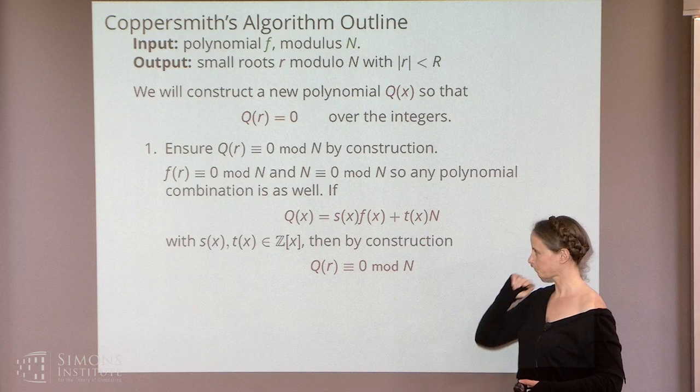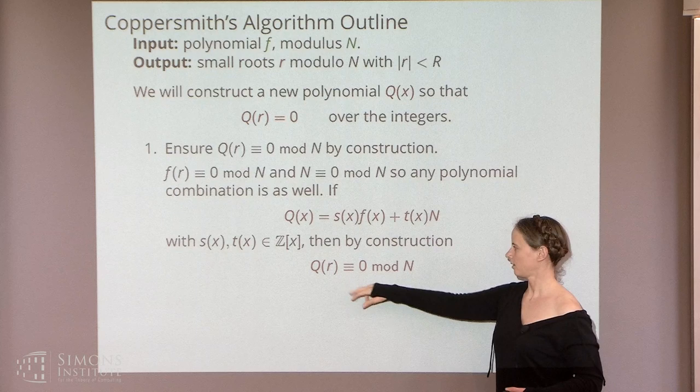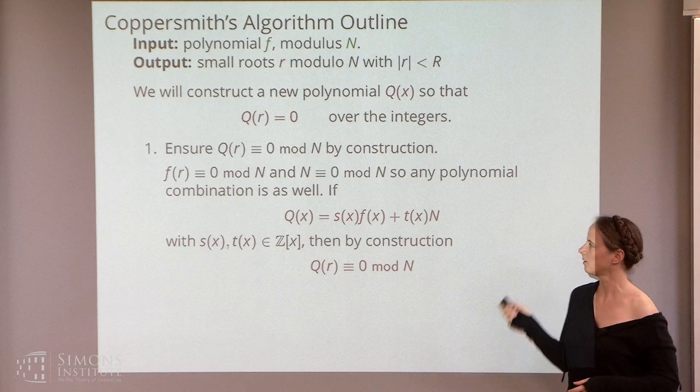So that ensures, as long as we have this structure, that Q evaluated at our root is going to be 0 mod n. So we're good by construction. So that's property number one.